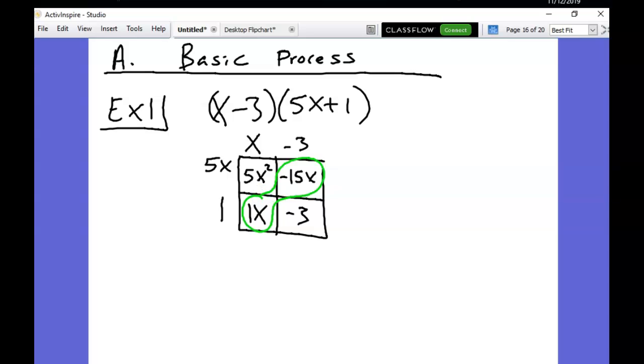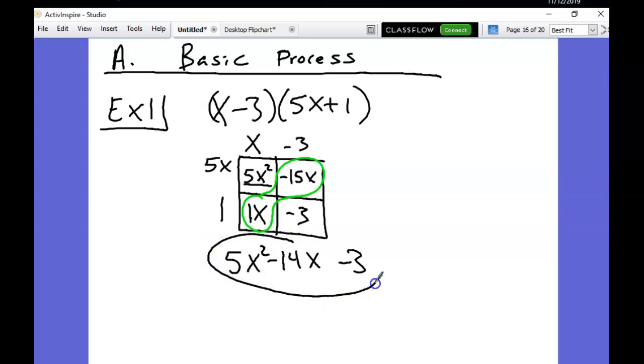And also when you write your final answer, you want to put the terms with the biggest power in front, terms with the smallest power in the back. These two I'm going to combine together. Negative 15 and 1 makes negative 14, right? Negative 14. And there you go. So that's just a basic example. If you already know how to do that, you're good.